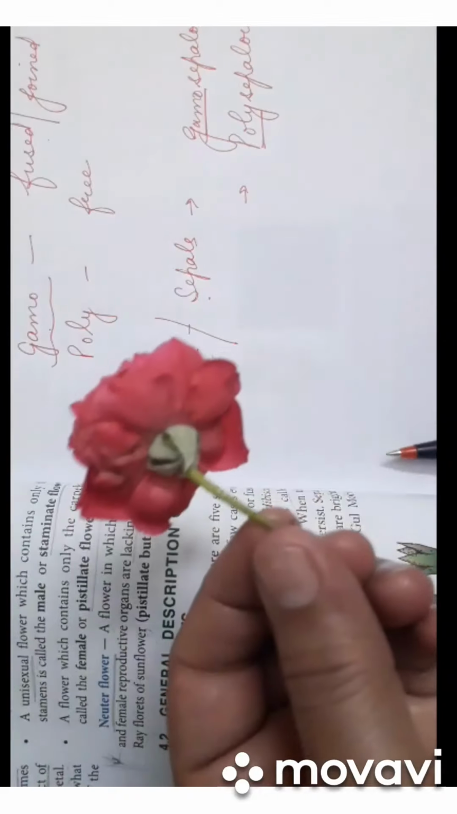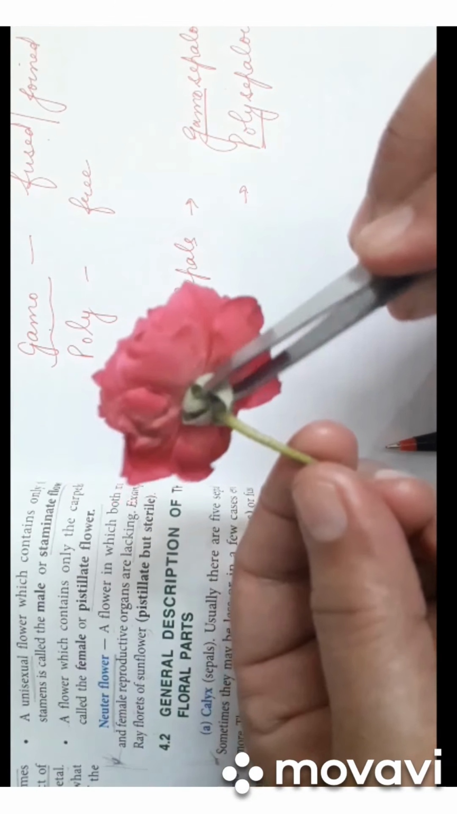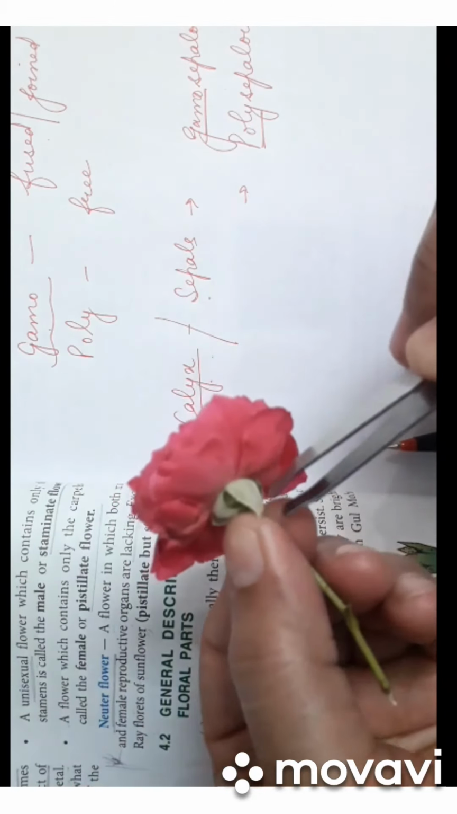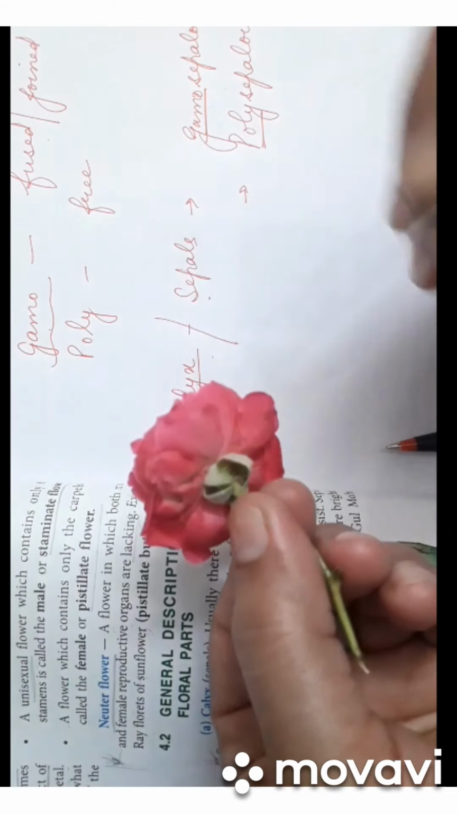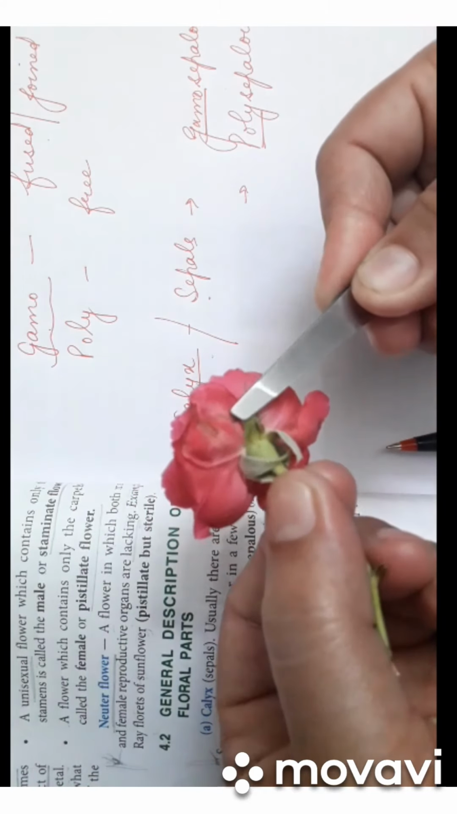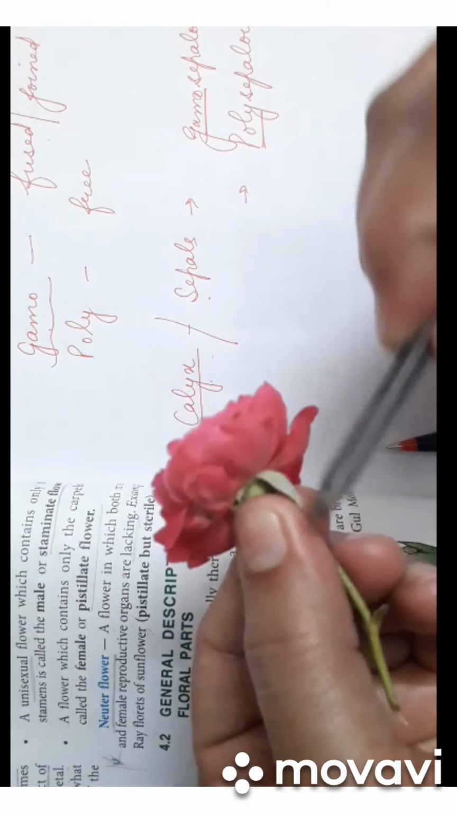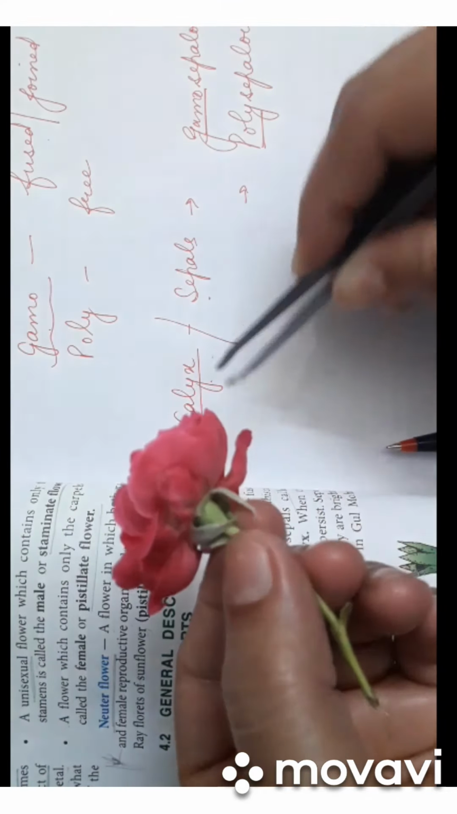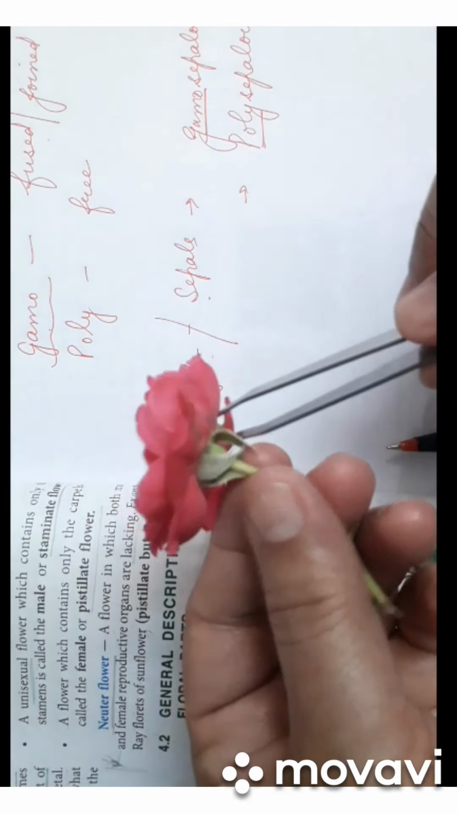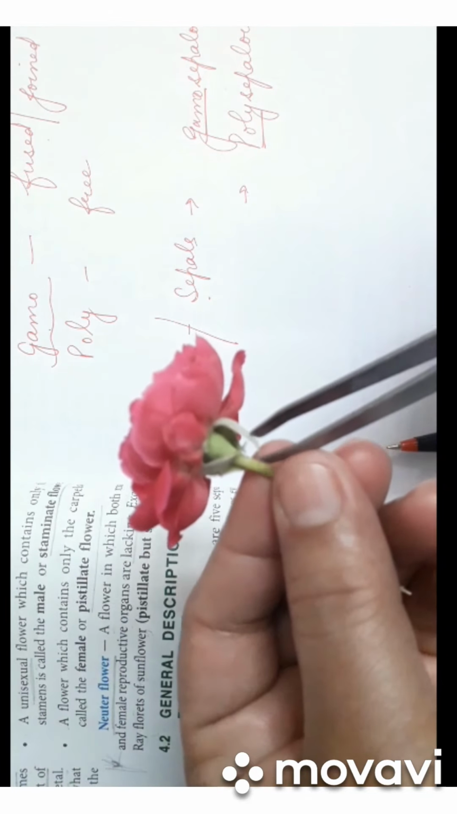For example, just now I showed you the rose flower. So what will you call these sepals? These are separate. You can easily see this is one sepal, this is the second one, another one, and these are all totally separate. We can easily take out one sepal. Fine. So this is polysepalous.